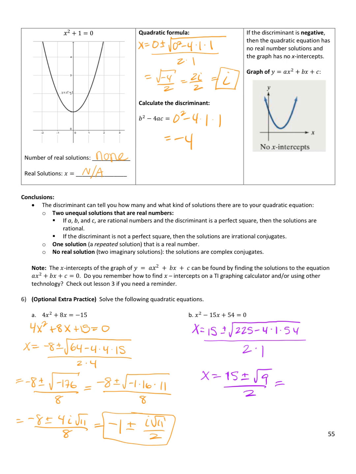Square root of 9 is 3, so this is 15 plus or minus 3 over 2. 15 plus 3 is 18. 18 over 2 is 9. And 15 minus 3 is 12. 12 over 2 is 6. Two solutions, 9 and 6.